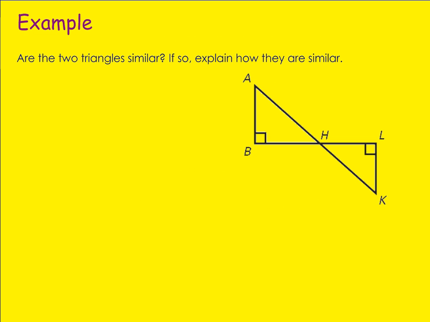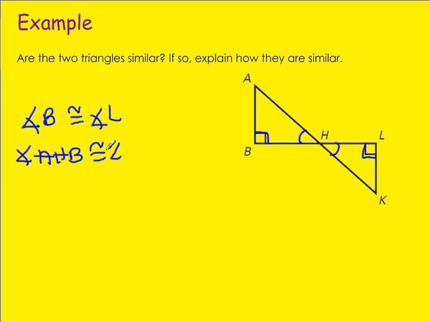Let's see this in action. This says, are the 2 triangles similar? And if so, explain how they are similar. Well, we are given that angles B and L are congruent, and we can mention that this is because they're both right angles. And we can also say that angle AHB has to be congruent to angle KHL, because they are vertical angles, and we know that vertical angles are congruent.